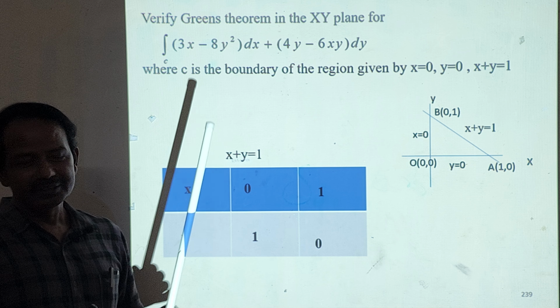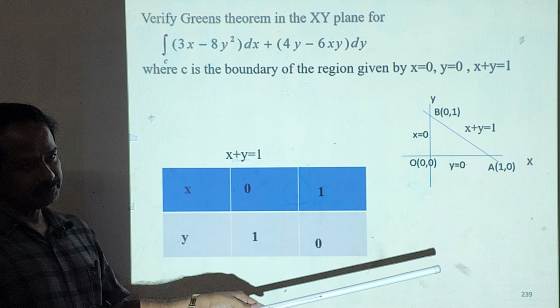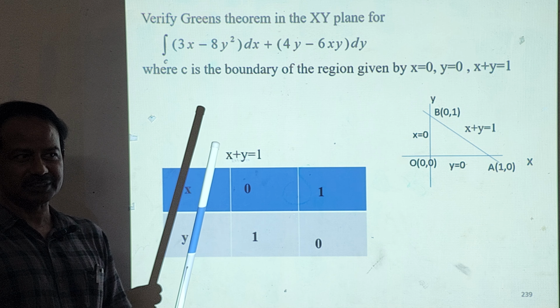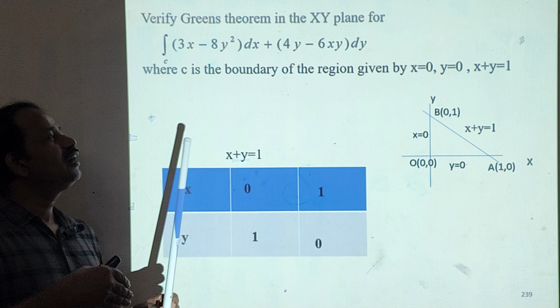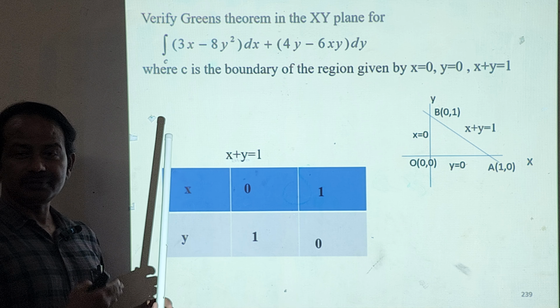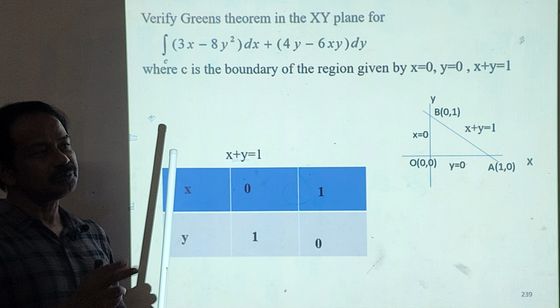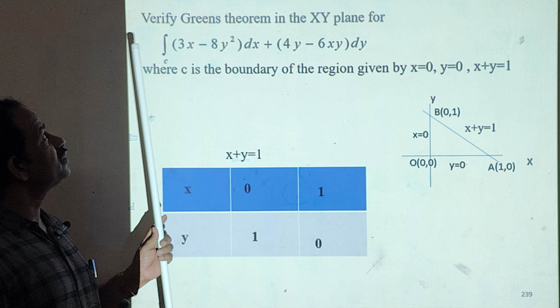Is it okay? As per Green's theorem, we are going to evaluate both the sides, the double integral. We will get some expression, we will get some value. Similarly, we will evaluate the right hand side. Again, we will have one value. These should be matched. Okay, this should be the same.